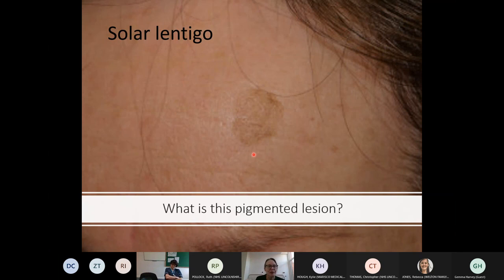And the history is really important. If there's any change, in the same way as we've talked about with moles, changing colour, irregular borders, growing in size, then they can be referred. But if it's very regular and not changing, then it's a sun freckle, and they're common.